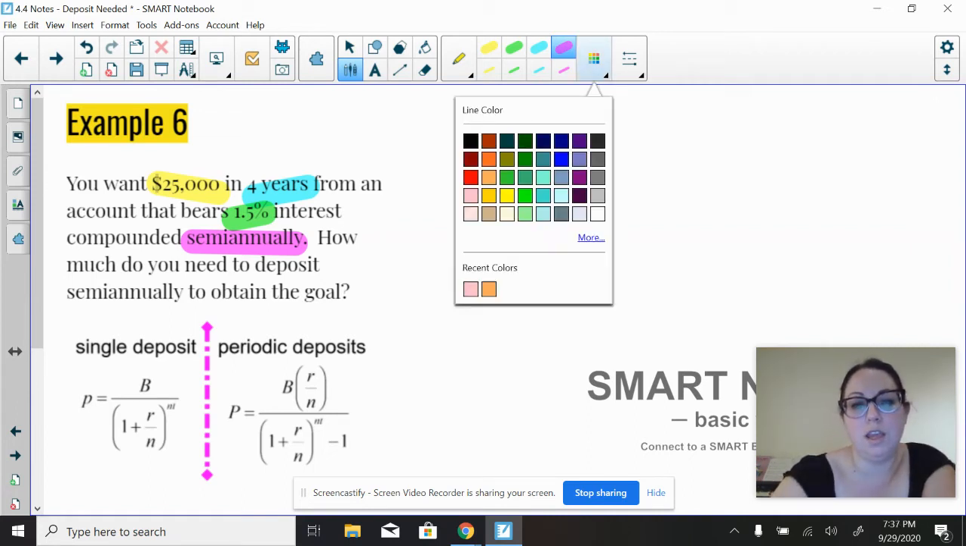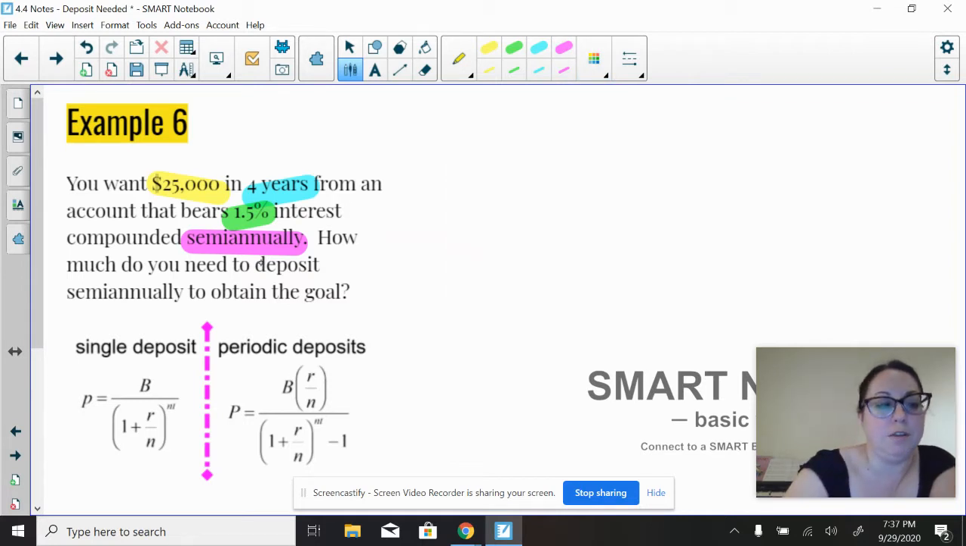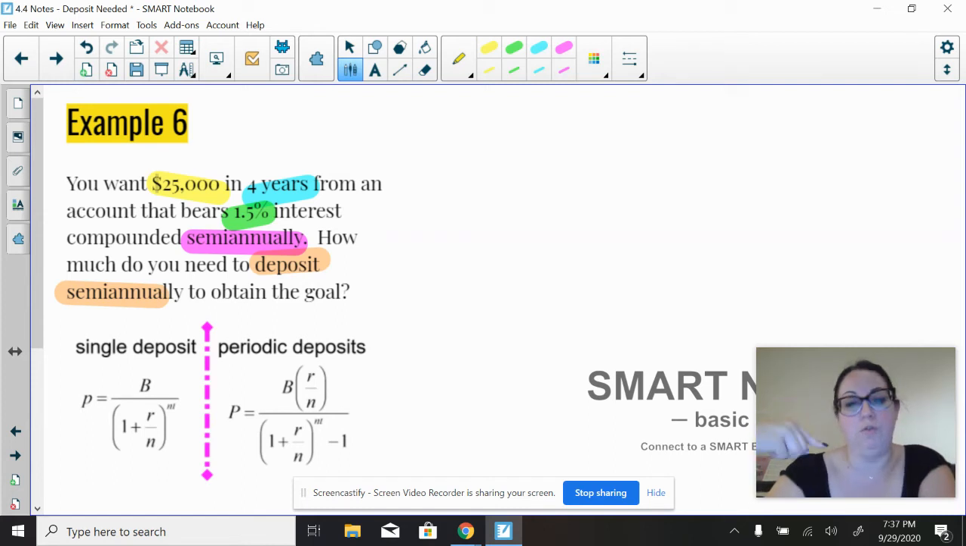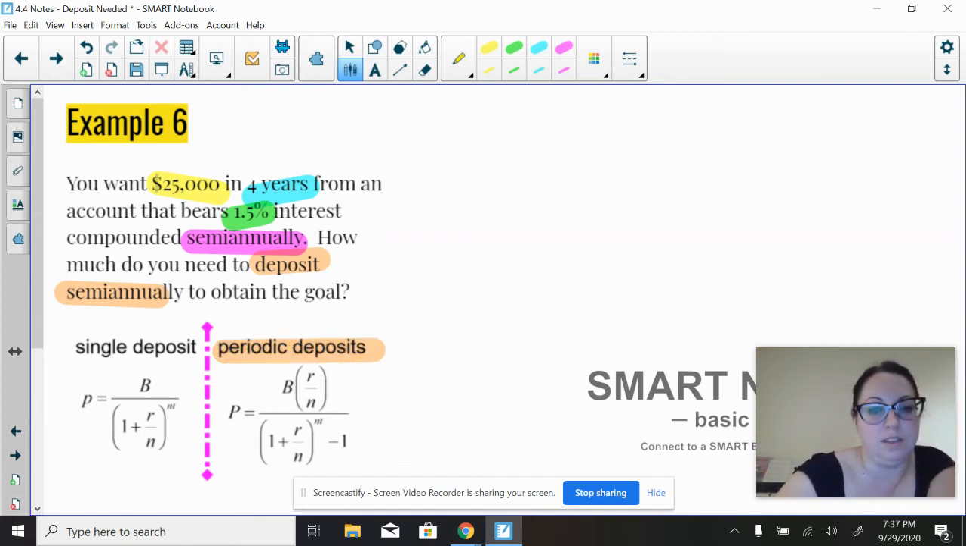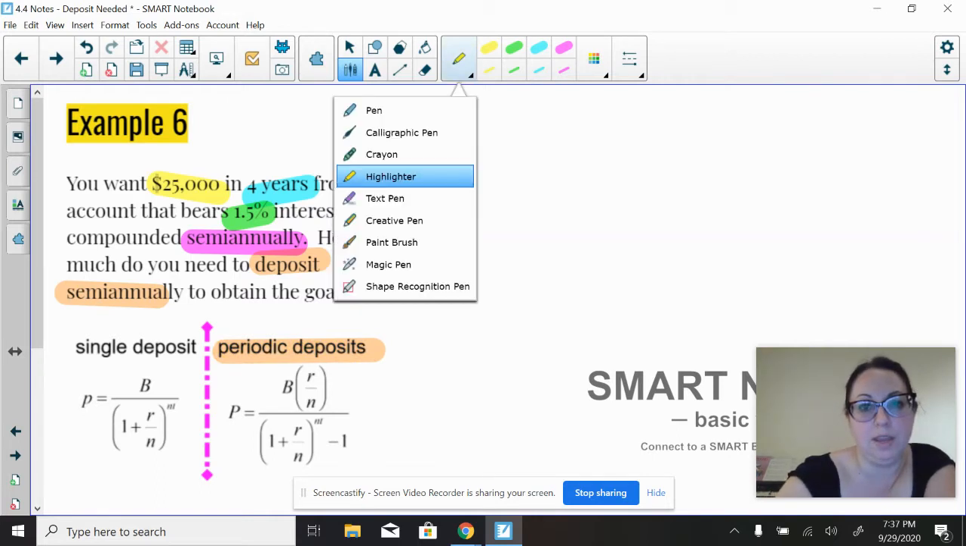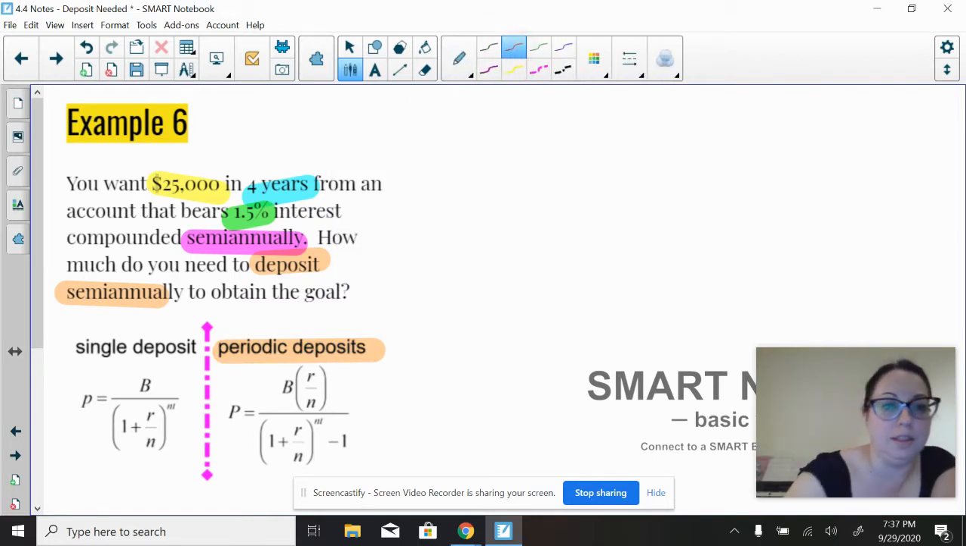When I look at this one, I see that I'm going to make that deposit semi-annually, which means it's going to happen over and over. It doesn't say now or today. So that clues me into the fact that this is a periodic deposit. Okay, so I'm going to go ahead and label.